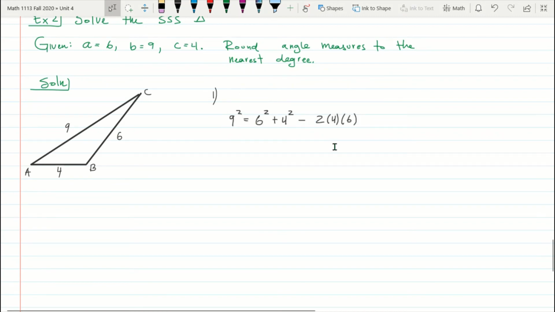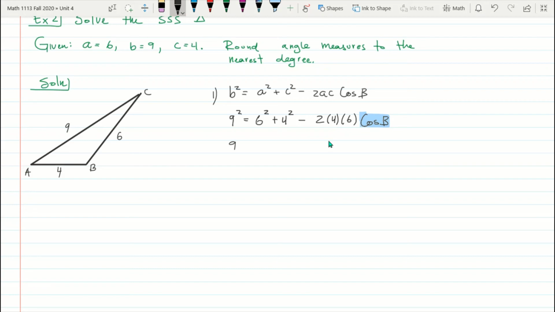Okay, so I'm doing this: b squared equals a squared plus c squared minus 2ac cosine of B. And then here, cosine of B. So I'm solving for B, pretty much. This is what I'm going to try to get by itself. Well, if you really want to show your work, then this is the way to do it.